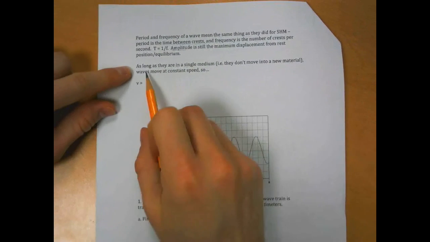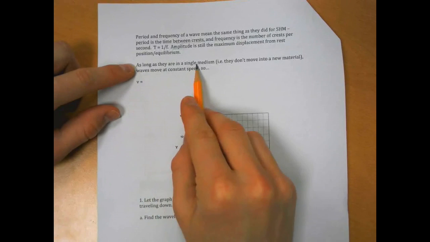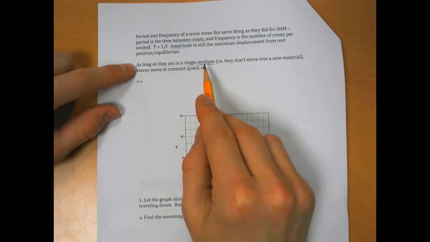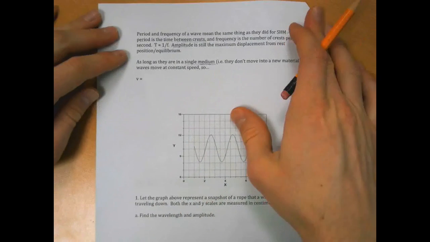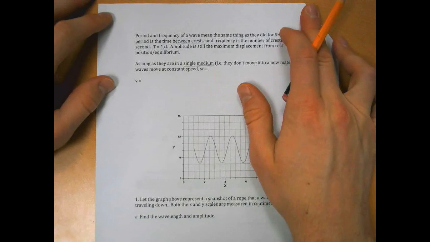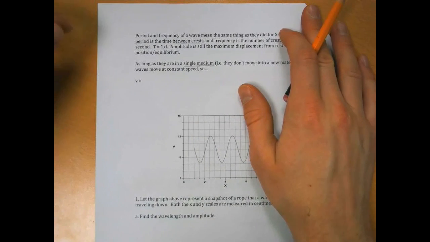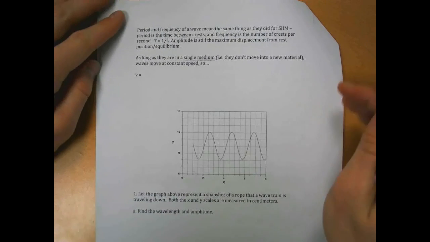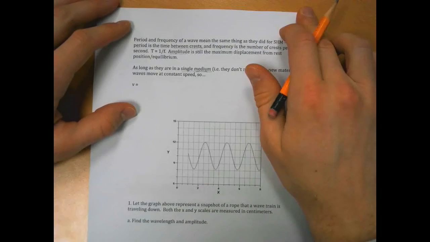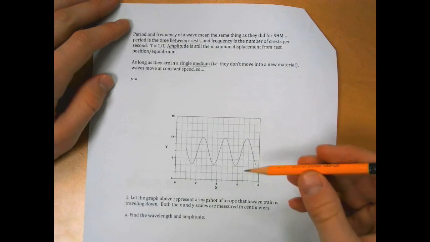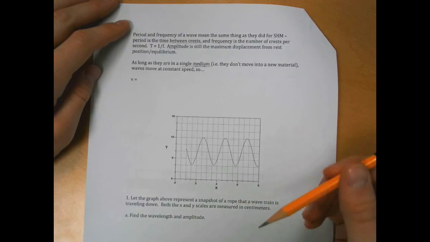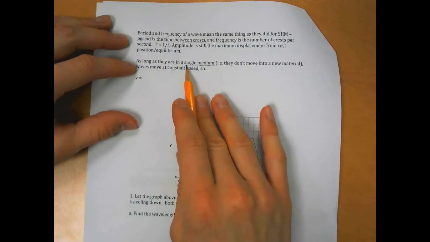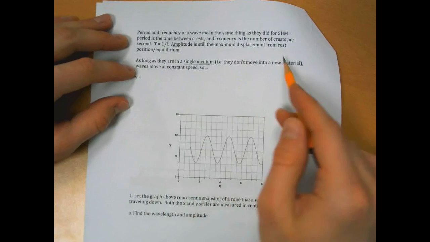As long as a wave is in a single medium, and the medium is what a wave travels through, sound waves need a medium to travel through. There is no sound in space because there are no particles to vibrate for us to hear. Light does not need a medium as far as we can tell, but most other types of waves do. But as long as they don't move to a different kind of material, waves will travel at a constant speed.